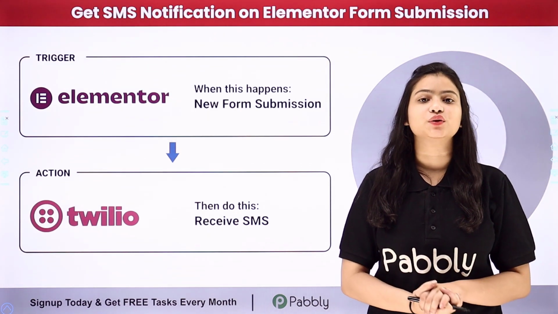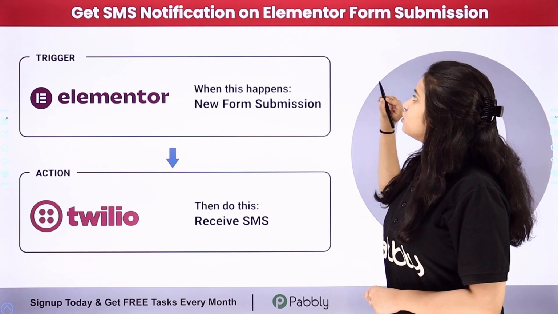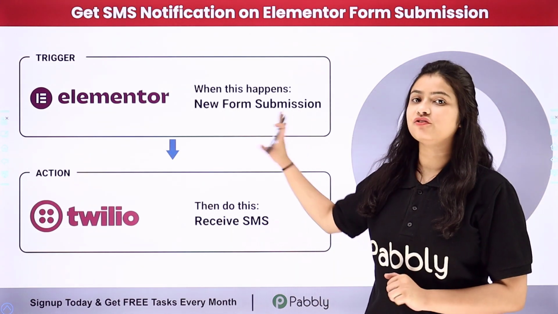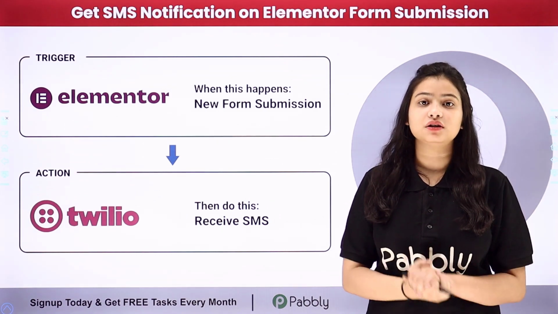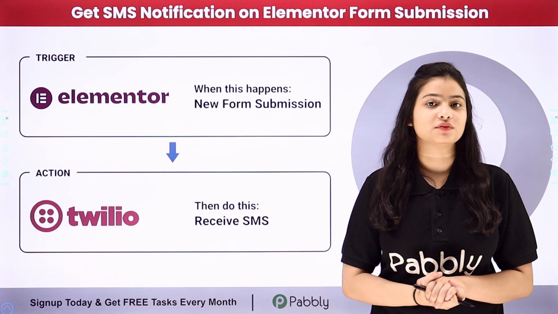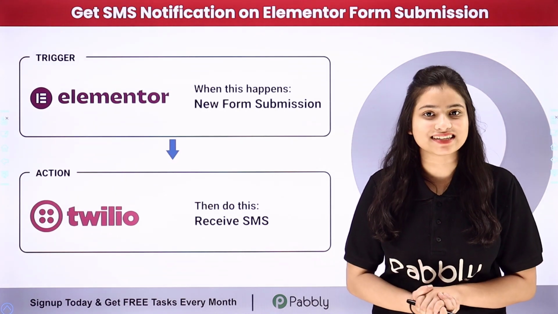In this video, we are going to learn how to get SMS notification on Elementor form submission. So here my objective is that whenever a new form is submitted in Elementor, I want to receive a notification through SMS with the help of Twilio for that form submission. So how are we going to automate this entire process?